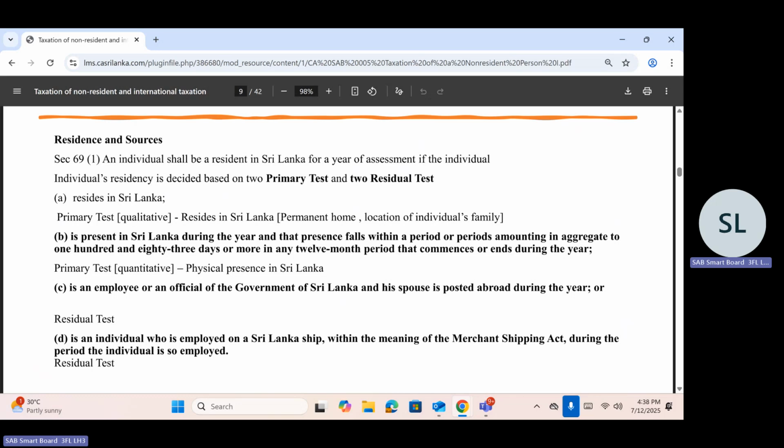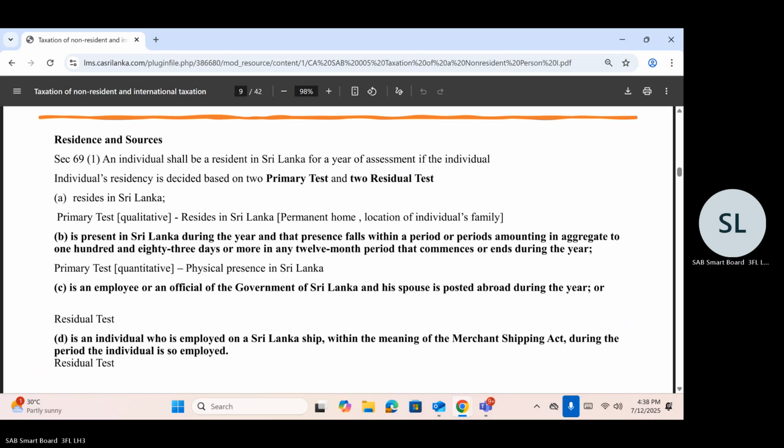Say a foreigner has come to Sri Lanka. From the day he visits Sri Lanka, we have to count a 12-month period. If, within that 12-month period, he is physically present in Sri Lanka for 180 days or more, he shall be considered a resident individual for Sri Lanka tax. Say a person who migrated from Sri Lanka, for that 12-month period we need to consider how many days he has been physically present in Sri Lanka.